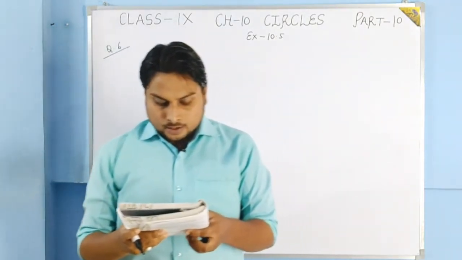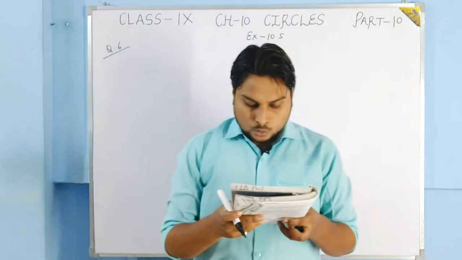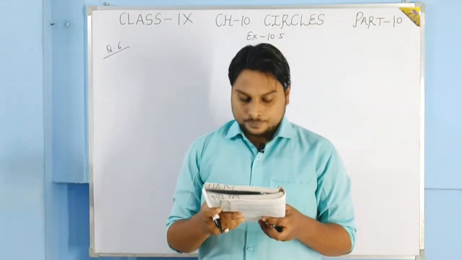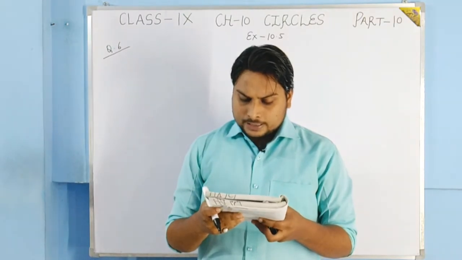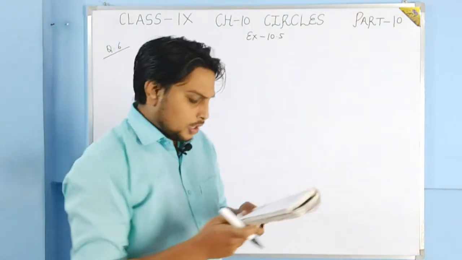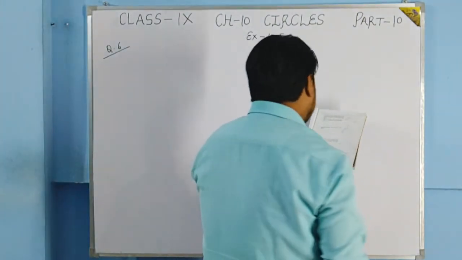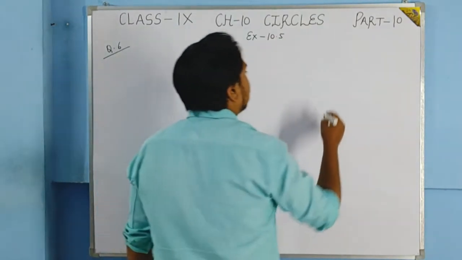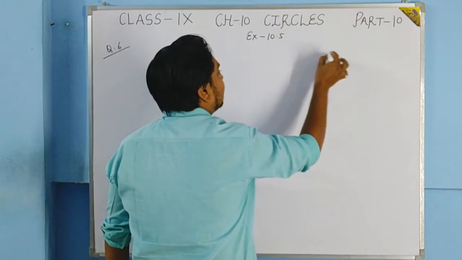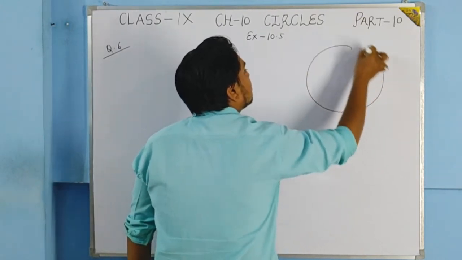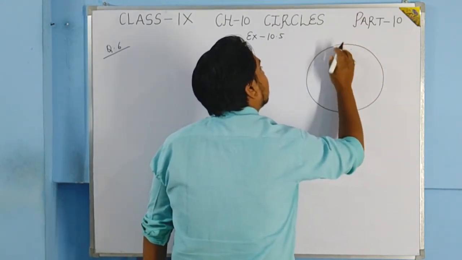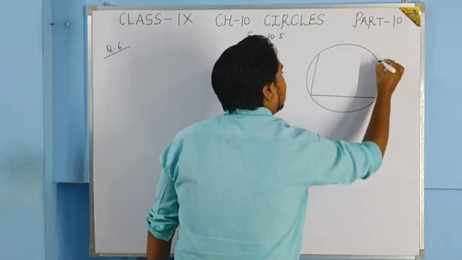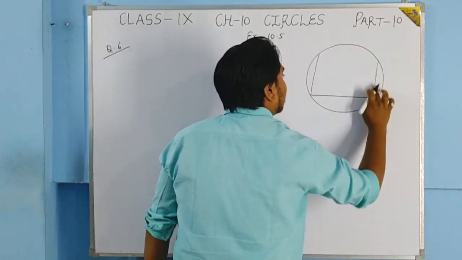ABCD is a cyclic quadrilateral whose diagonals intersect at a point E. If angle DBC is equal to 70 degrees. So firstly let us see what the diagram should be. ABCD is a cyclic quadrilateral. So the quadrilateral should be like this.